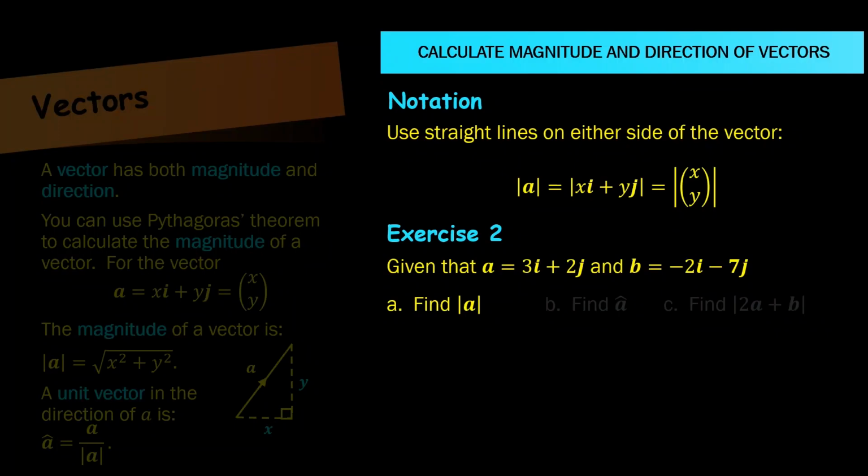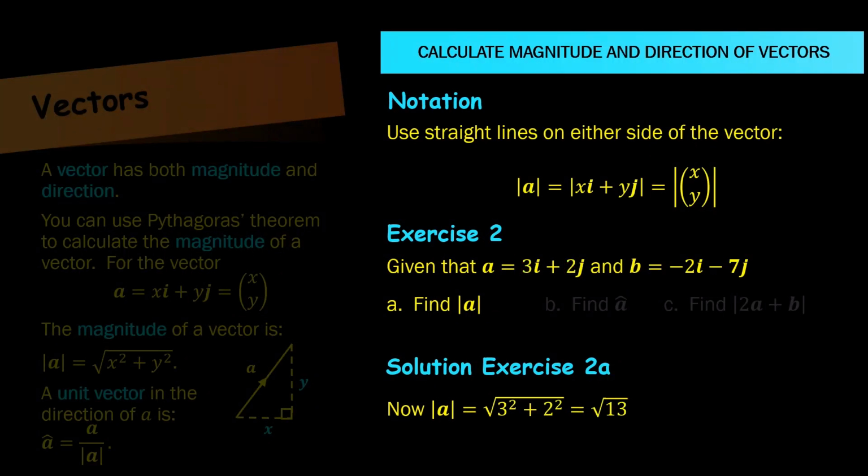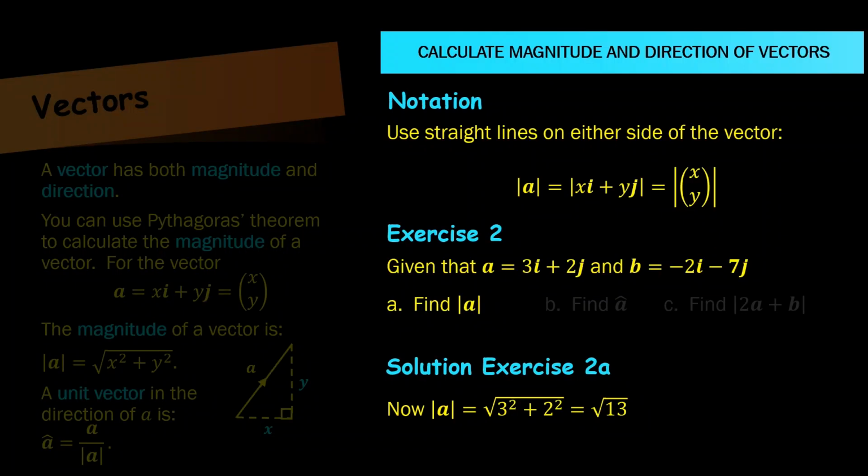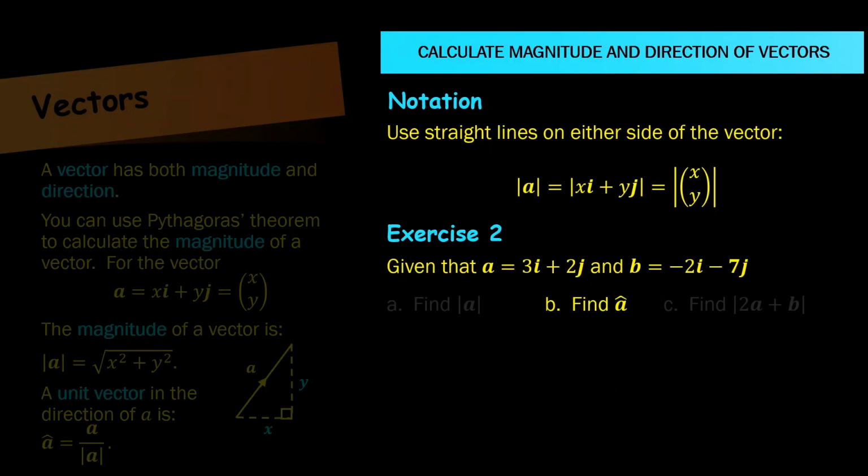Let's take a look at part A first. We have that mod A equals the square root of 3 squared plus 2 squared, which equals the square root of 13. And of course here we've used Pythagoras' theorem.